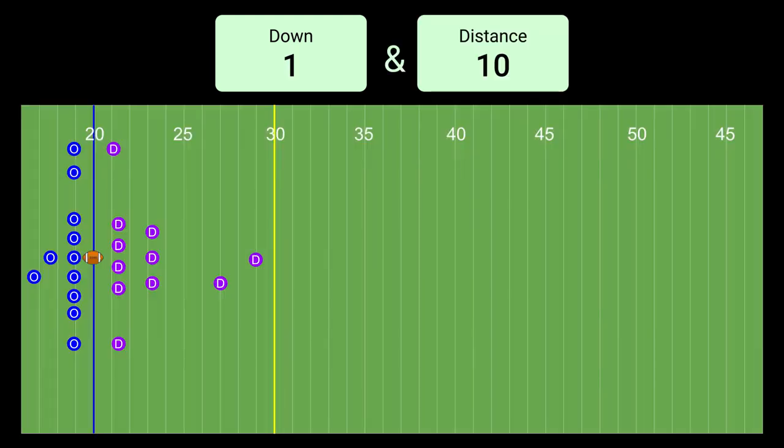Now, if you don't pass the yellow line by your 4th down, you must give the ball back to the other team in the exact same spot where the ball is currently at. And that's the first thing you need to know about American football.